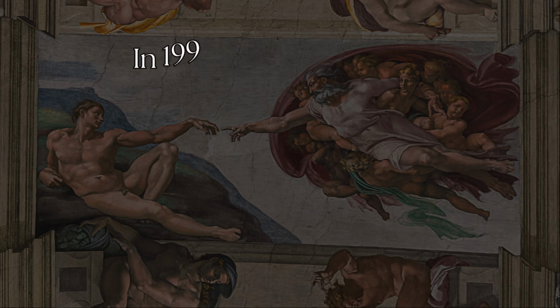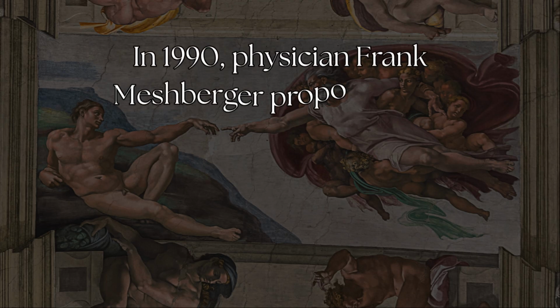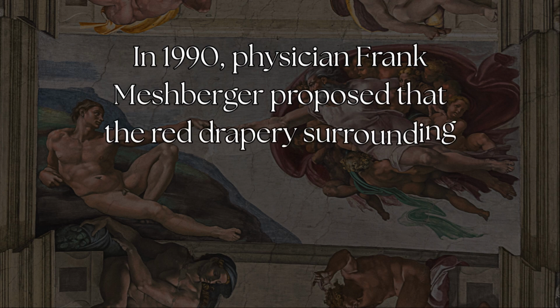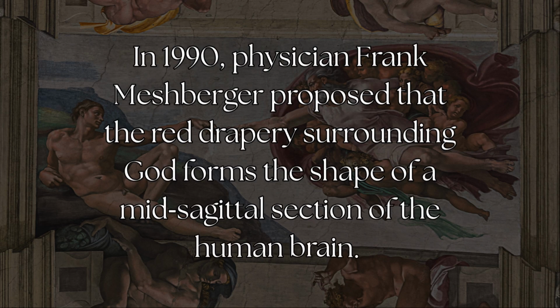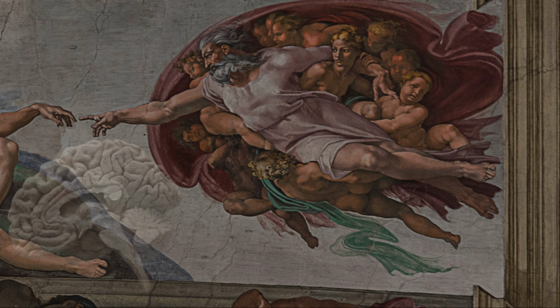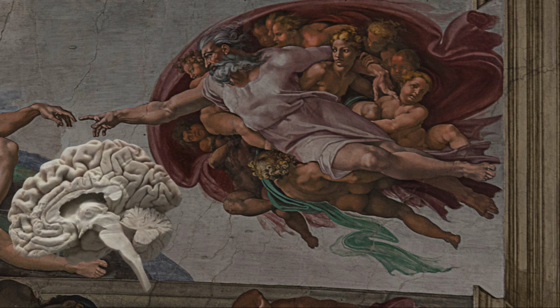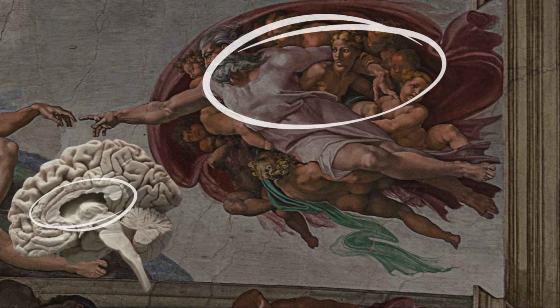In 1990, physician Frank Meshberger proposed that the red drapery surrounding God forms the shape of a mid-sagittal section of the human brain. When you compare the fresco to actual anatomy, the alignment is astonishing. God's posture mirrors the brainstem. His sweeping left arm follows the curve of the corpus callosum, with a wrist matching the splenium.